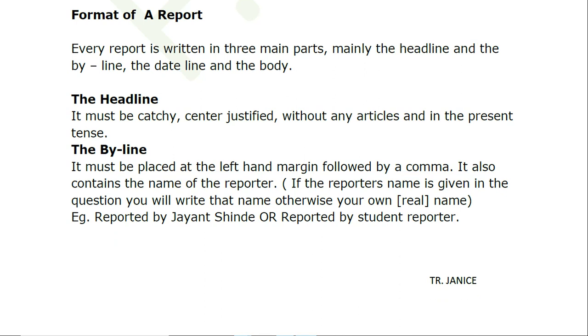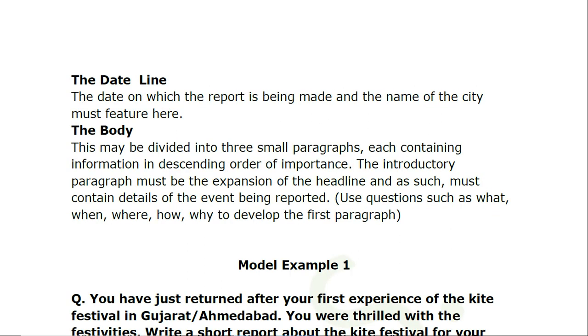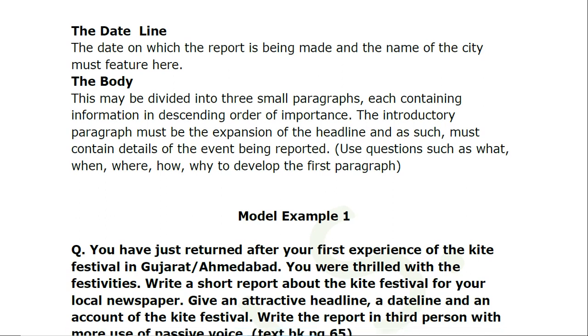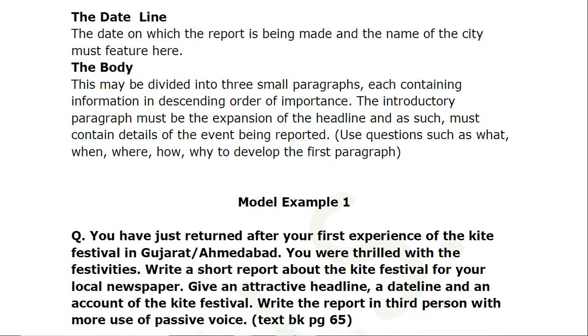Okay, now next, the dateline. Now, what is a dateline? The dateline gives the date on which the report is being made and the name of the city. Here, what must be there? You will have the name of the city and then you will have the date. First, you will have the name of the city, like as I told you, Mumbai, Thane, Badlapur. That will come first. And then you have the date, like 18th October.